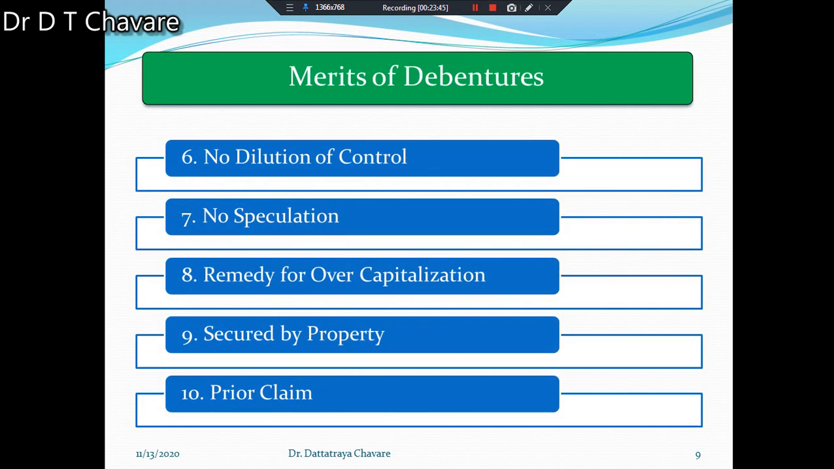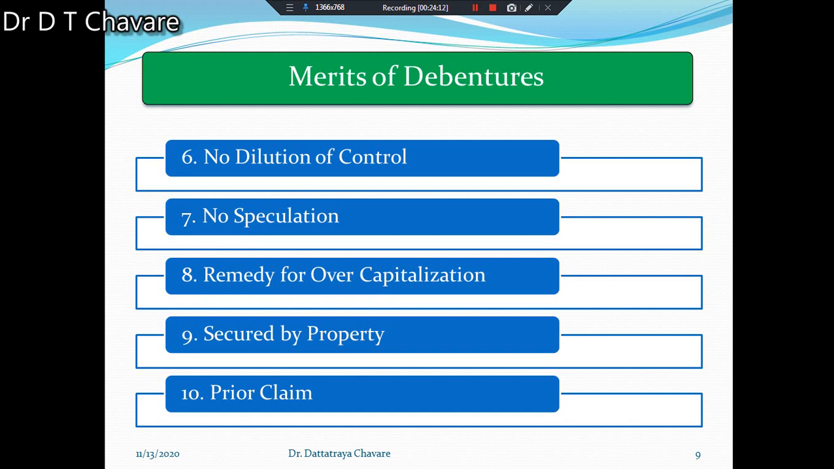The next merit I have mentioned there is no dilution of control. What is it? No dilution of control. Debentures provide funds to the company for a long period without diluting its control. Try to understand, the debenture holders are not entitled to voting rights as well as the right to take part in the management. That's why this is the sixth merit of debentures.